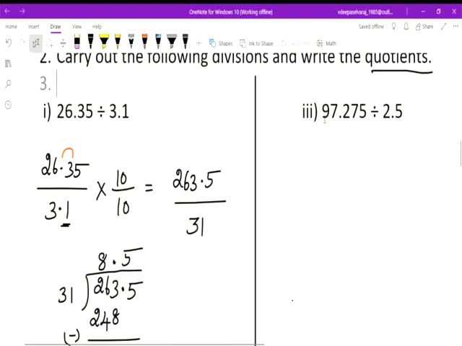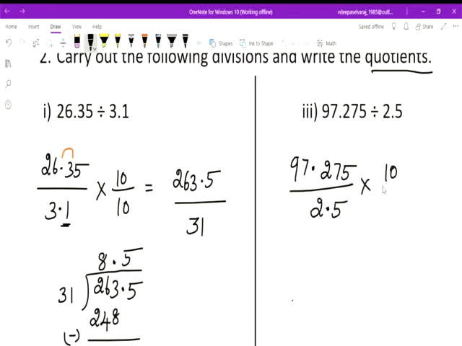97.275 divided by 2.5. Here also the divisor is in the form of decimal, so we need to convert into whole number. So we are going to multiply with 10 because only one decimal is there. If you multiply with 10, what will happen? It moves one place to the right. So 972.75 divided by 25. Okay.